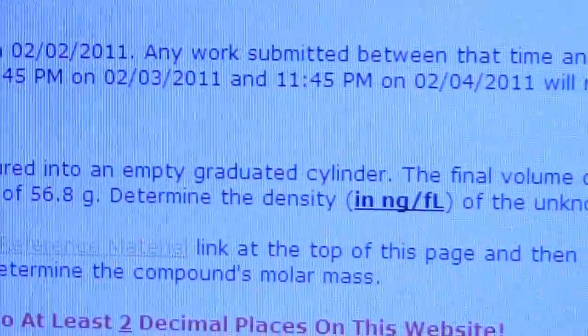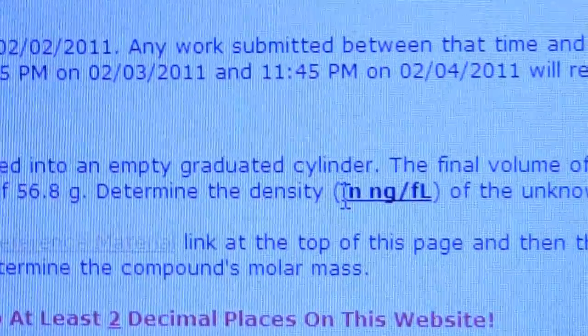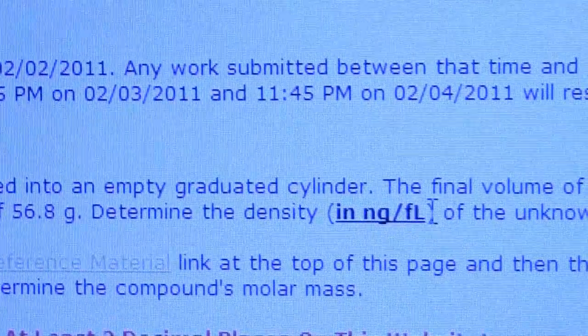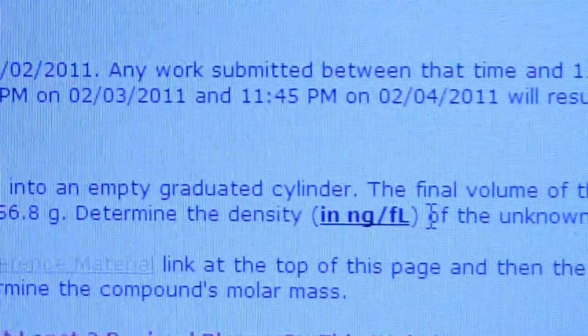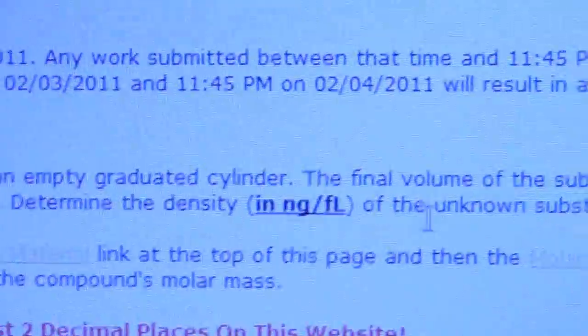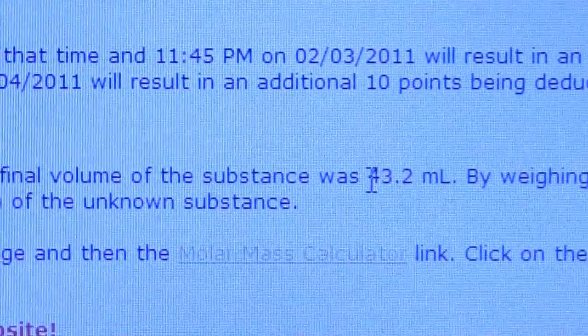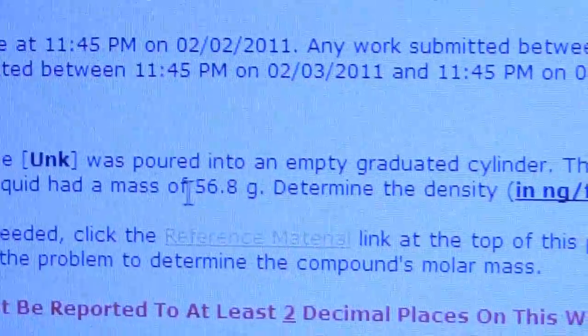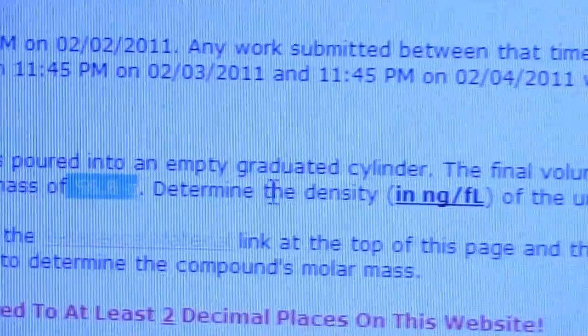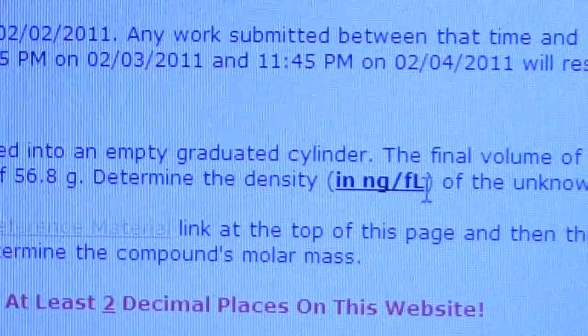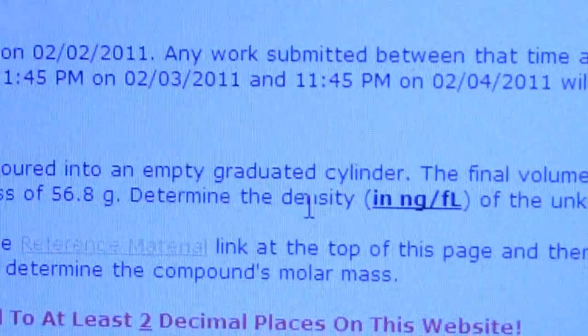Determine its density, and here's the part that we need to pay attention to, in nanograms per femtoliter. Kind of strange units, but it'll give us practice of this unknown substance. So we're given its volume in milliliters and its mass in grams, and we want its density in nanograms per femtoliter.